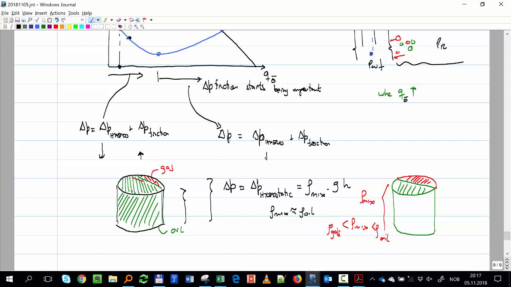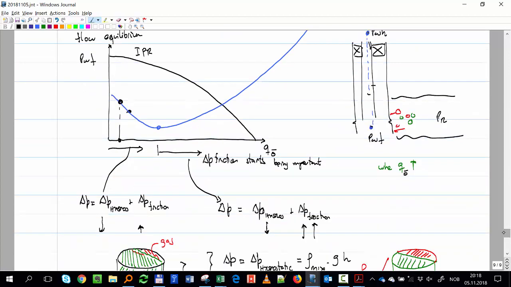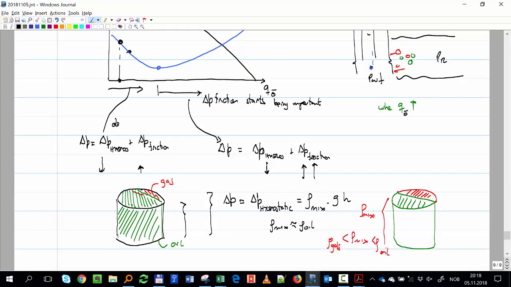Now, when I'm in this range, this one already reached almost the smallest value that it can get. But this one now is becoming very, very significant. And that's why you have the increase on the right side of the curve and the decrease on the left side of the curve. This is dominated by hydrostatic, dominated by gravity, and this is flow dominated by friction.